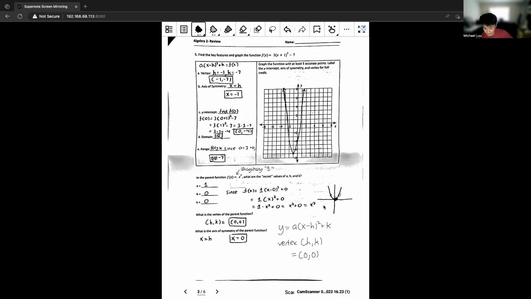So that's what the vertex is of the parent function. And then the last thing I did was talk about the axis of symmetry. We luckily talked about how the axis of symmetry only relates to the h value. And since the h value is just going to equal 0, x equals 0 is going to be our axis of symmetry. And we can see that here. That's going to be x is equal to 0.